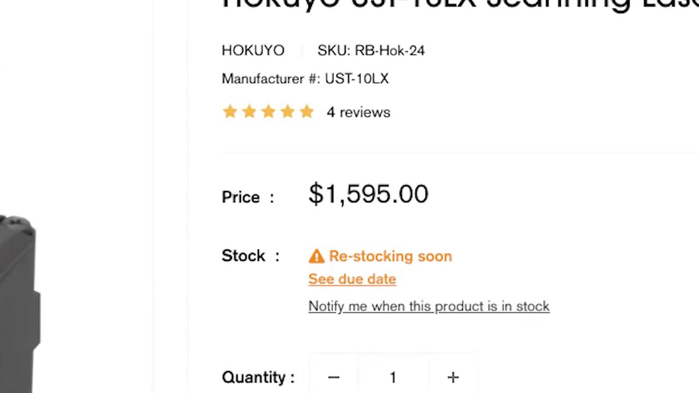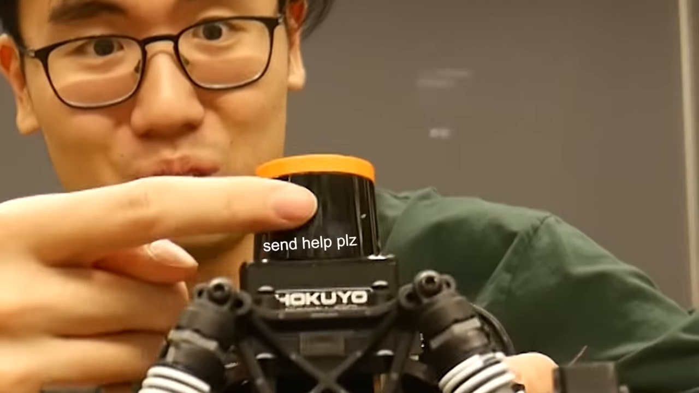Yeah, so I almost broke my $1,500 LiDAR. In fact, if you look here, there's still a huge scratch mark that you can see. But the keyword is almost. Yes, it's working. So the next day, I went in again at 2 a.m.